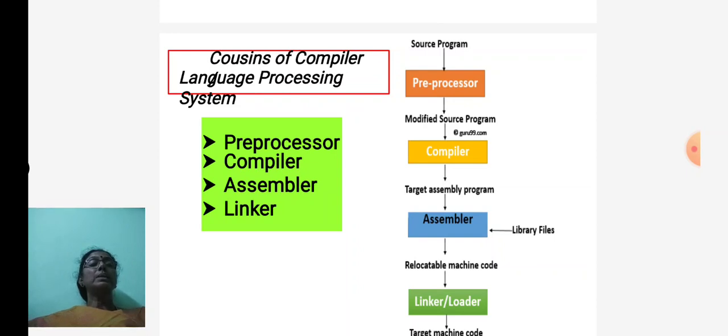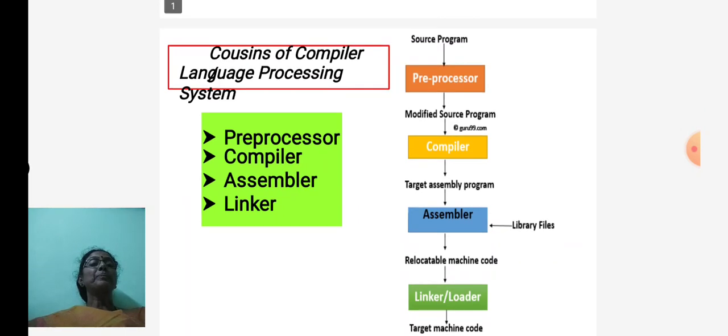These translators are also called the cousins of a compiler. We will see that in depth in the introduction part of compiler design. The diagram shows that the input is the high level language, which is first given to the preprocessor. The preprocessor converts our high level language into pure, or pre-processed, high level language. It removes the preprocessor directives, does file inclusion, and the header files are added by the preprocessor.